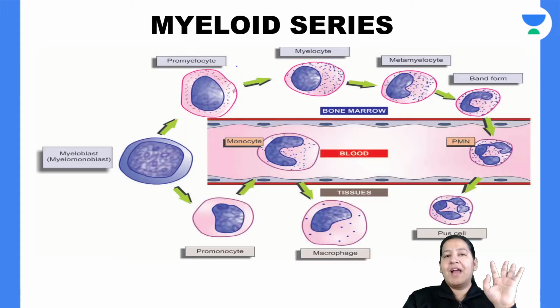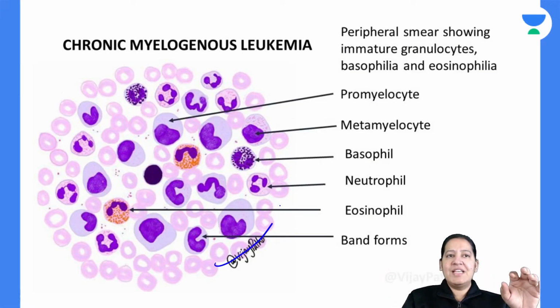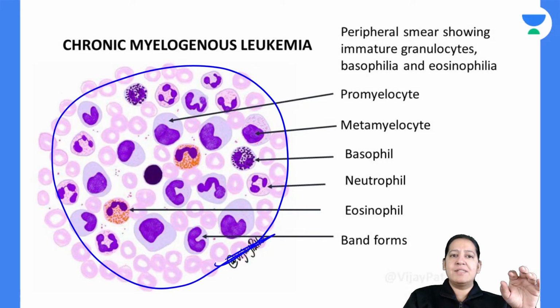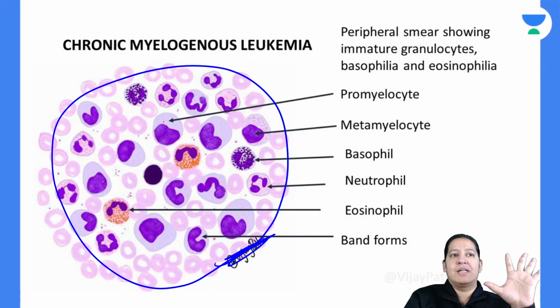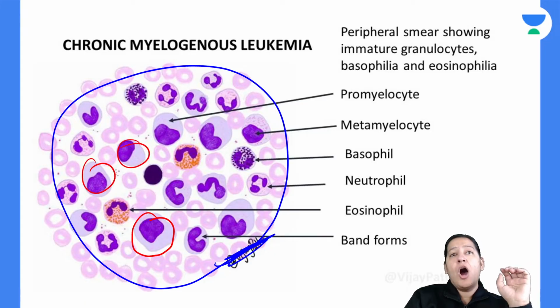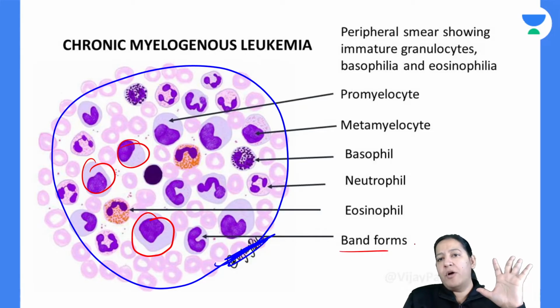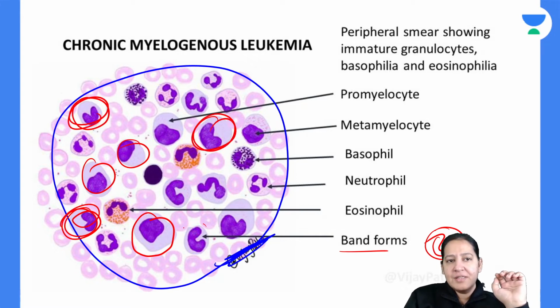Okay, so this is the CML image. In the CML image, see the peripheral blood. Please see what cells you are getting here. You are getting a mixture of cells. So you are getting blast, myeloblast, promyelocyte. How do you identify a band form? You know, band forms have a C-shaped nucleus. So this is a band form here. This is a band form here. This is a band form, all C-shaped. This is also a band form.